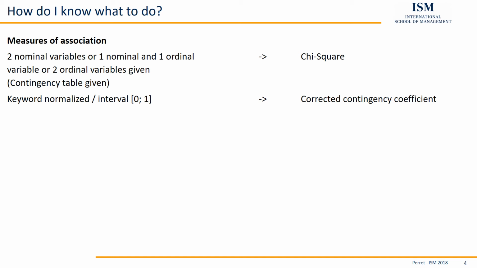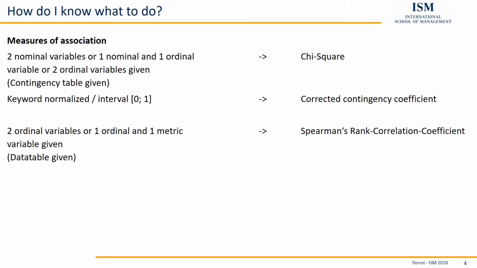So what if I have 2 ordinal variables or 1 ordinal and 1 metric? Then I have to go with Spearman's rank correlation coefficient. Well, this could also work for 2 metric variables, but why use this here and make yourself additional work? So this is usually 2 ordinal, or 1 ordinal, 1 metric.